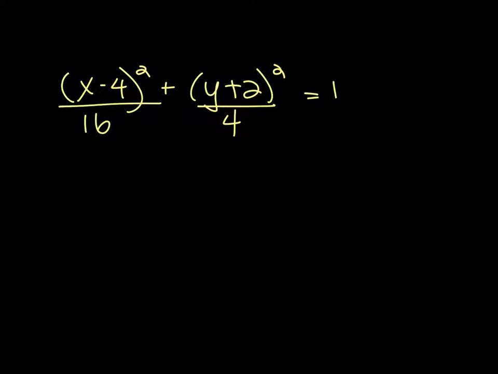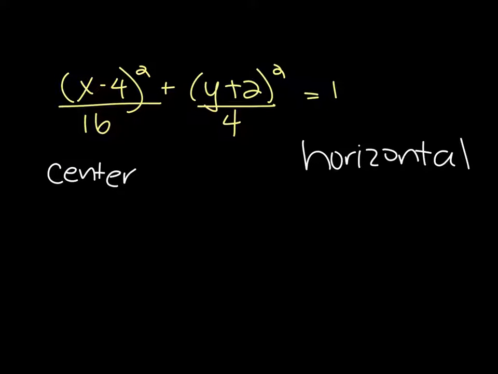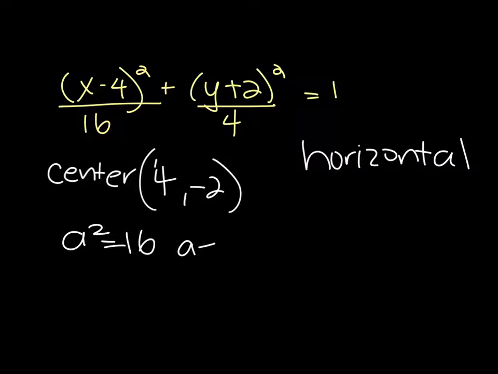is this horizontal or vertical? It's horizontal. This time my center is not at 0, 0. This time my center is at 4, negative 2. The a squared is still the bigger of them, which is 16, making a 4. The b squared is still the smaller, which is 4, making b 2.